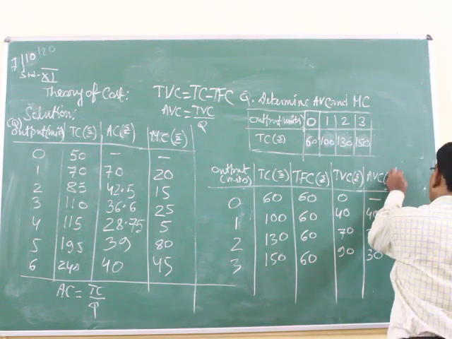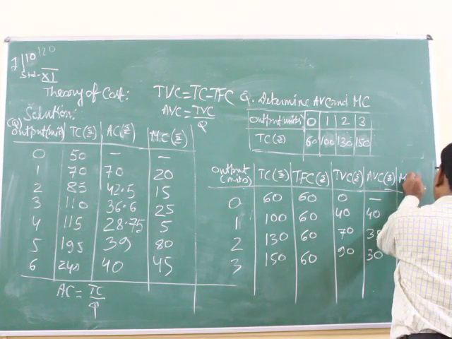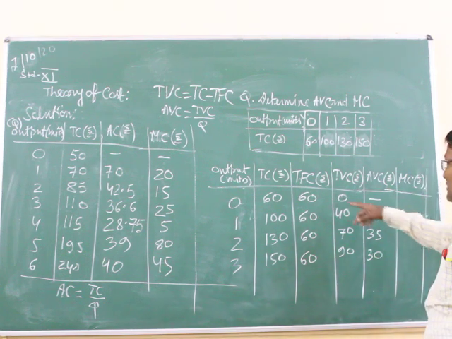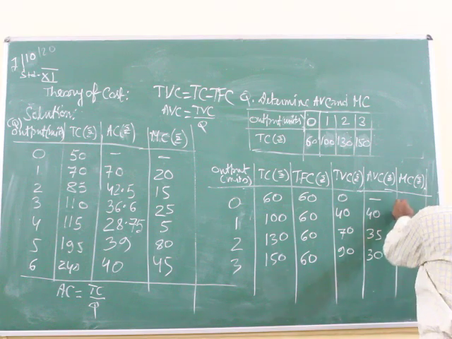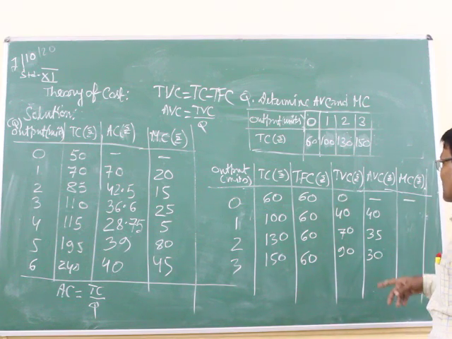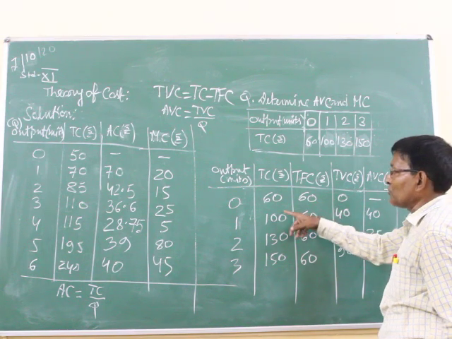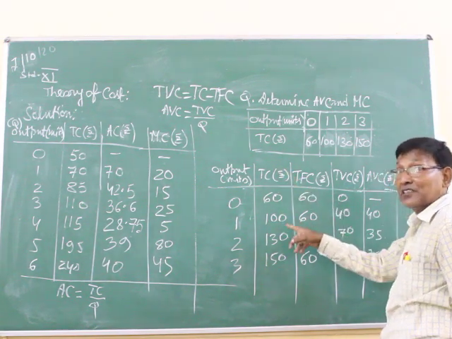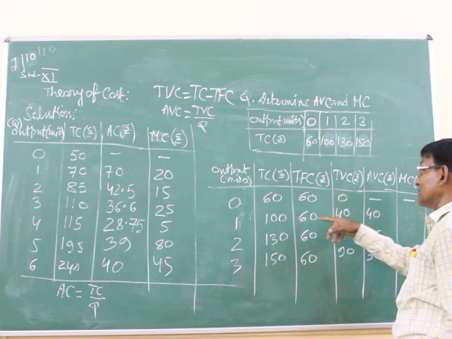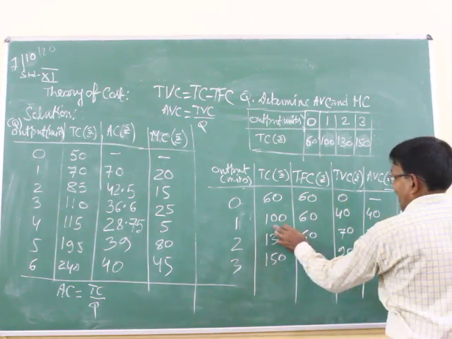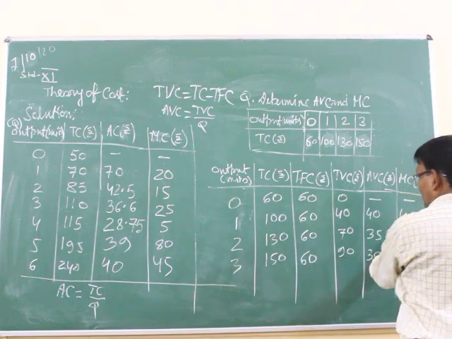And finally, it is left as MC. At zero level of output, MC will be undefined. From TDC we can calculate MC as well as from TC we can calculate MC. In both the cases, we will get the same result. 40 minus 0, it is 40. For 100 minus 60, it is 40.